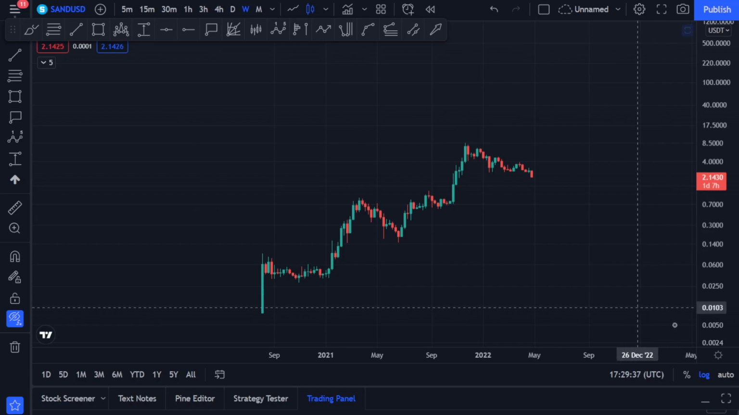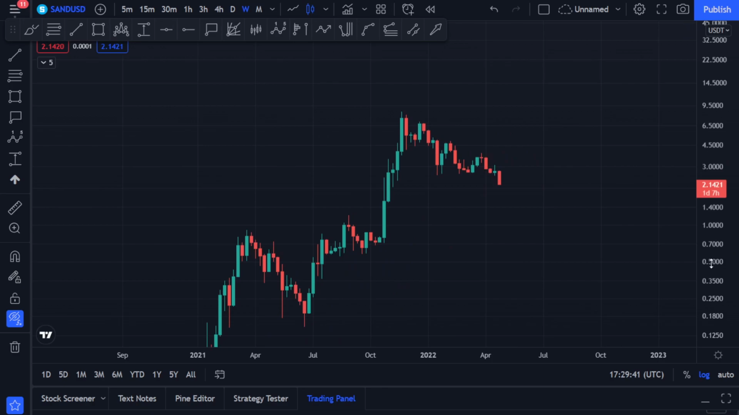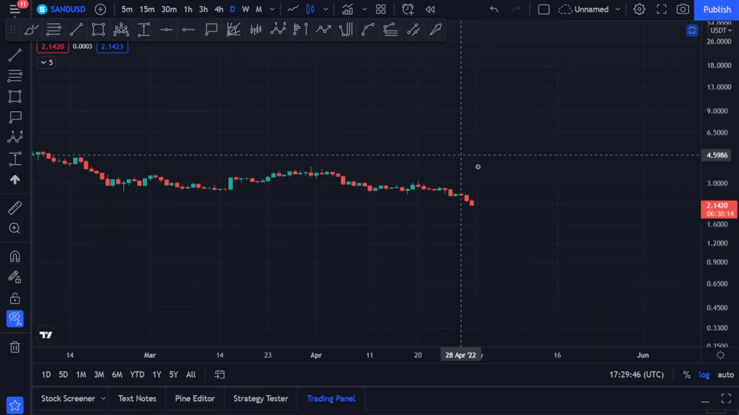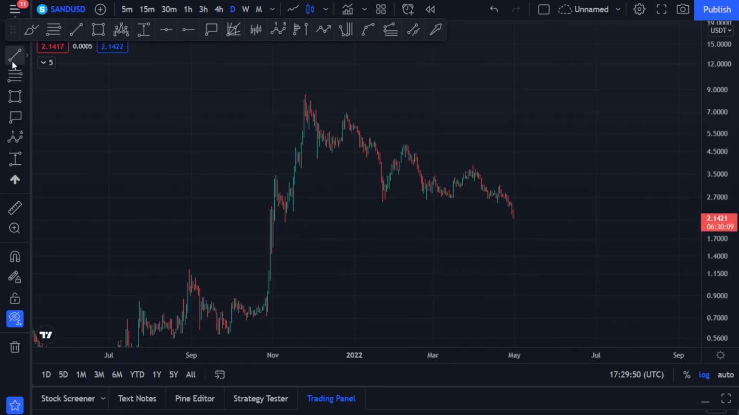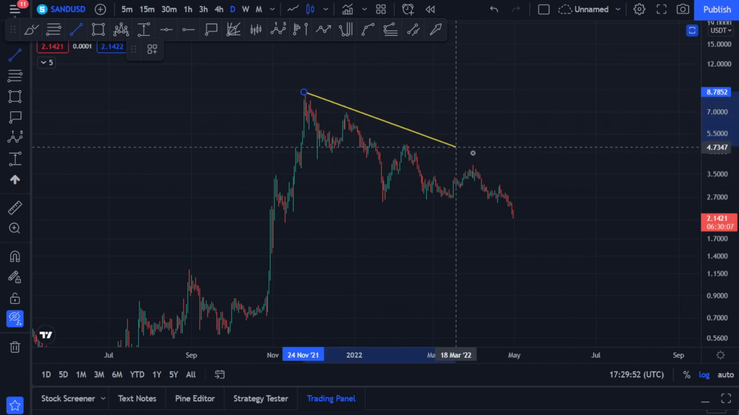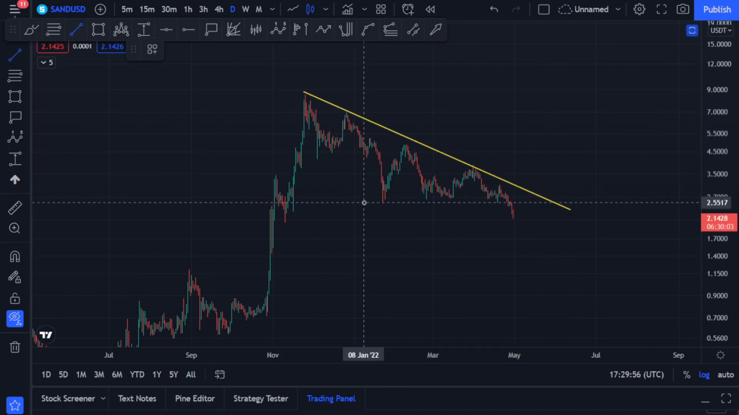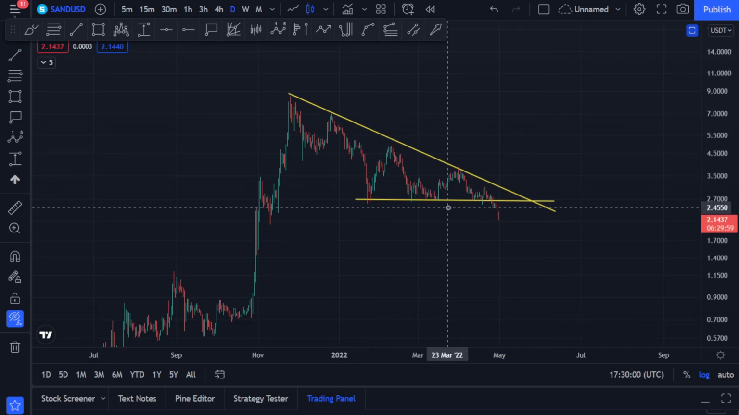Let's quickly see Sand. Sand is down about 7%, $2.14, and it's not a shock. I've been telling you guys that we were making this bearish pattern in all the time frames basically, but you could look at it in the daily a little bit better. So you can see this triangle formation, okay, and boom, boom, boom, boom, boom.